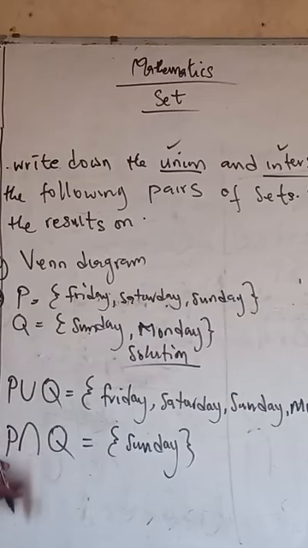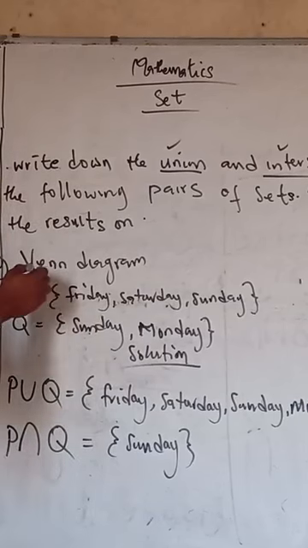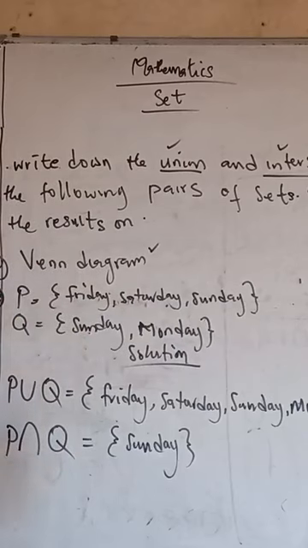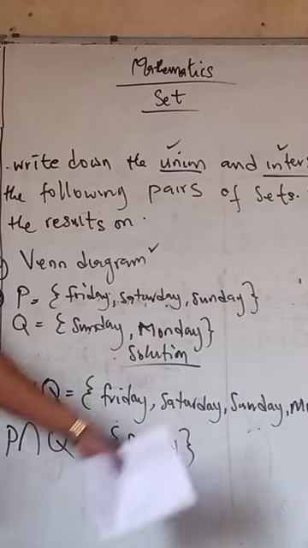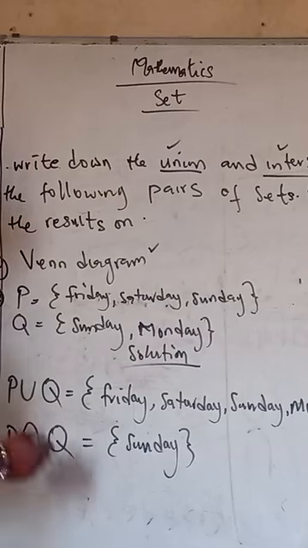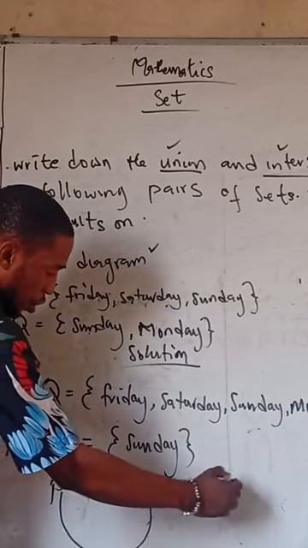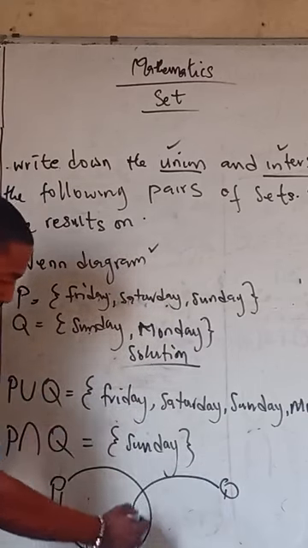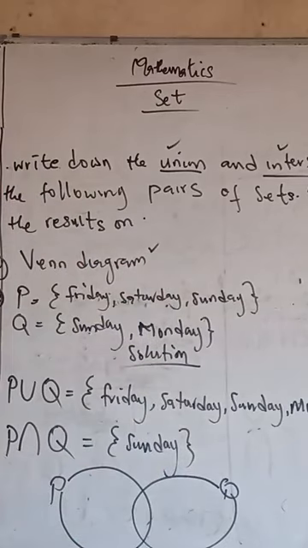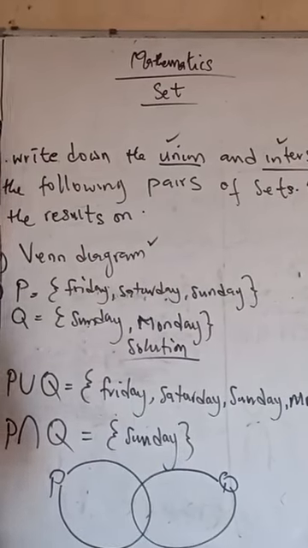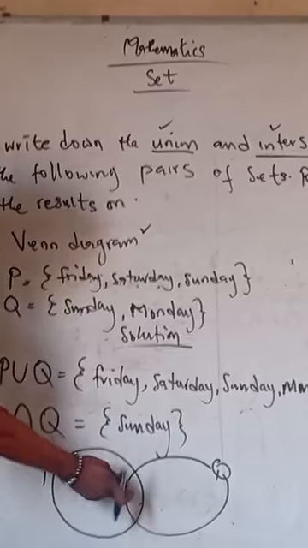Now, having prepared this, let's prepare this in our Venn diagram. How do we prepare this in our Venn diagram? Whenever you're preparing your Venn diagram, the intersection will be in the middle, connecting the both sides. First, you have your P and you have your Q. You see now? If you have to draw this, the intersection is always at the middle.